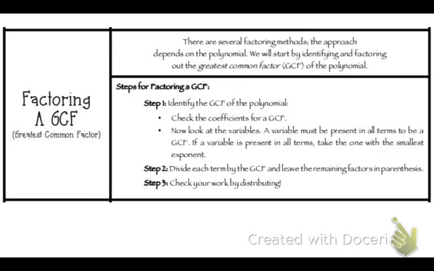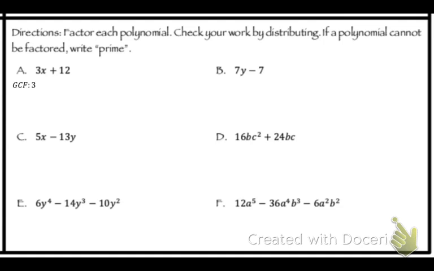So there's several ways to do this. Those are the steps if you need the steps. The biggest thing is to just check if there's a GCF. So let's look at A. We have 3x squared plus 12. The GCF there is 3, because 3 goes into 3x and 3 goes into 12. So I'm going to divide that out, and you get 3 times x plus 4. Then the last thing we need to do is check. So 3 times x plus 4 is 3x plus 12, which is what we started with, so we're good.